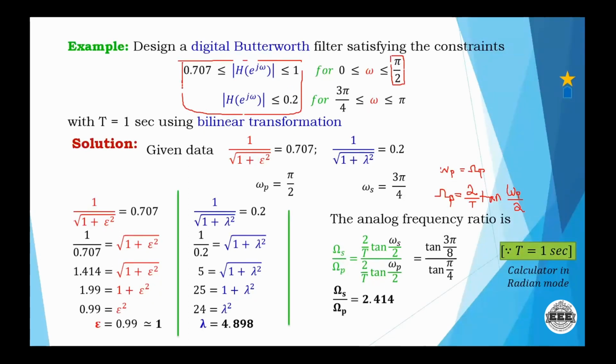In this highlighted section, which is the magnitude, you can see mod of H of e power j omega. The omega presented in this sum is called the digital Butterworth filter. Okay, this is the magnitude part. This entire section is called the magnitude part. So from this magnitude part, I'm writing that 1 divided by root of 1 plus epsilon square is equal to the pass band magnitude, 0.707. Then 1 divided by root of 1 plus lambda square equals the stop band magnitude, which is 0.2. So from this magnitude, I'm taking these two values.